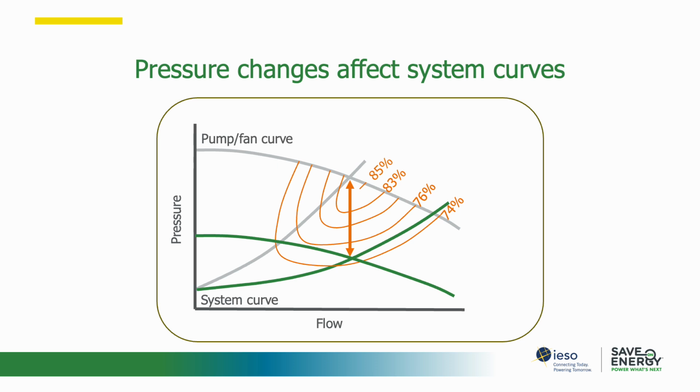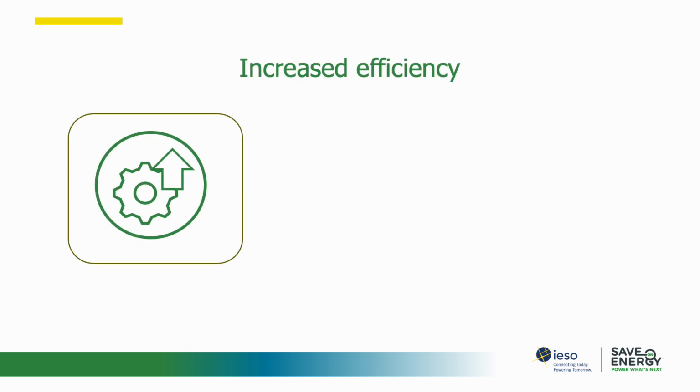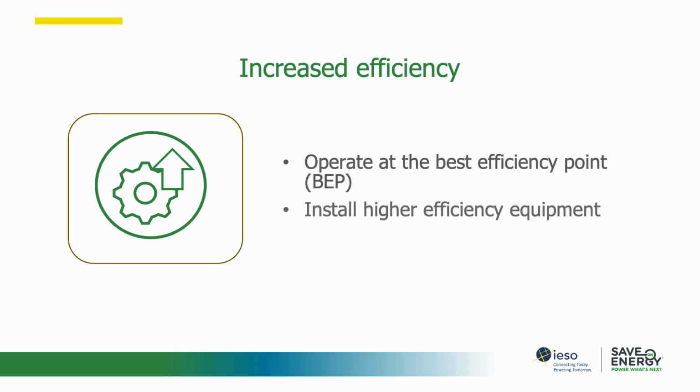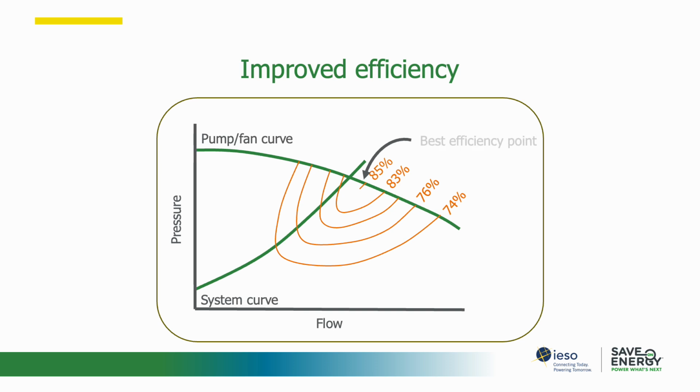The third savings mechanism, increased efficiency, involves either ensuring that your pumps and fans are operating at their best efficiency point, BEP, or upgrading them to higher efficiency equipment. When improving efficiency, it's important to remember that pumps and fans will have different efficiencies at different points along their pump curve. It's not just about purchasing a more efficient pump or fan. It's about making sure that your pump or fan is operating close to its best efficiency point most of the time.